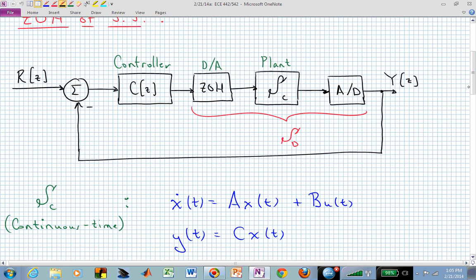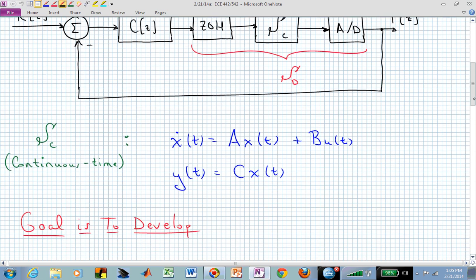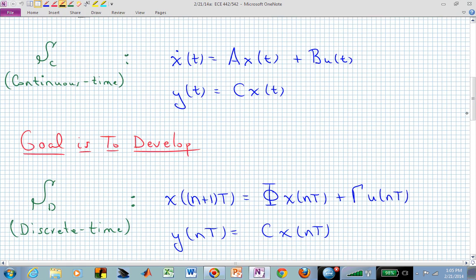Our continuous time system is described in the conventional state space representation as x dot equal Ax plus Bu, y is equal to Cx. And remember, x is this tall, thin vector that could be 10 rows tall, and obviously if it's a vector, it only has the one column. Our goal is to take that continuous time system, x dot equal Ax plus Bu, into a discrete time representation maintaining the state vector x and the output vector y and the input vector u.